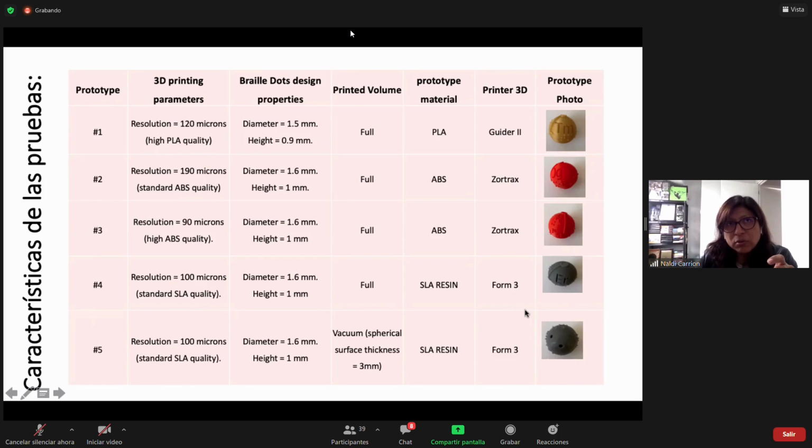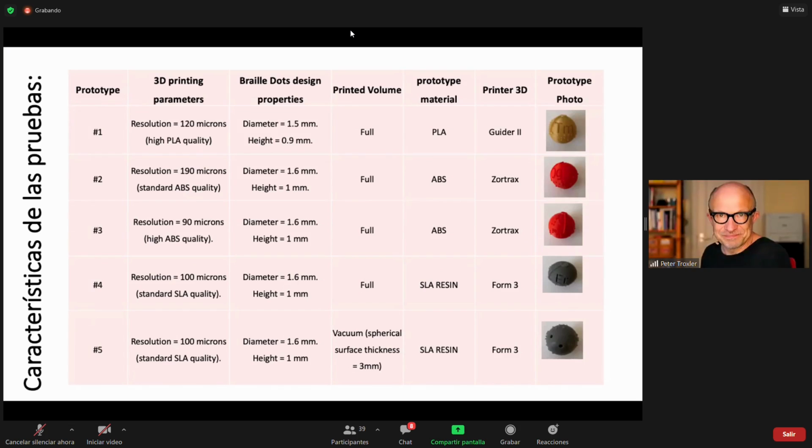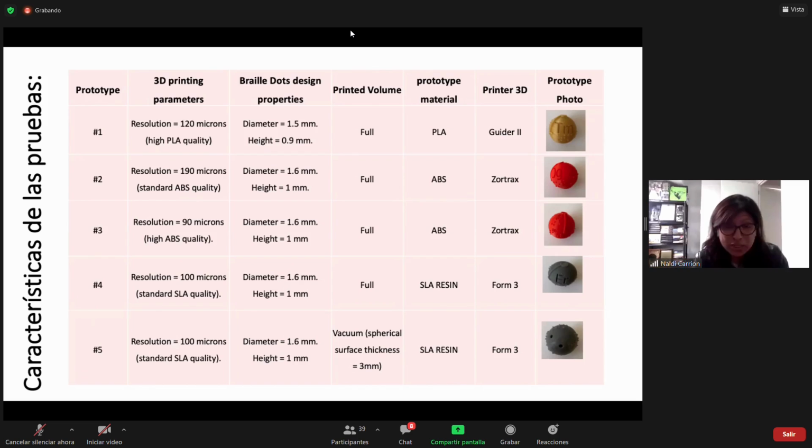Here we have to highlight that for the SLA resin, we can fully print it. That means printing all the volume of the sphere, and to reduce the time, we could add a specific form for the printing process. So we have to reproduce the sphere with 2 holes in order to reduce the printing time, and we wanted to test if there were quality differences in terms of this kind of 3D printing process.